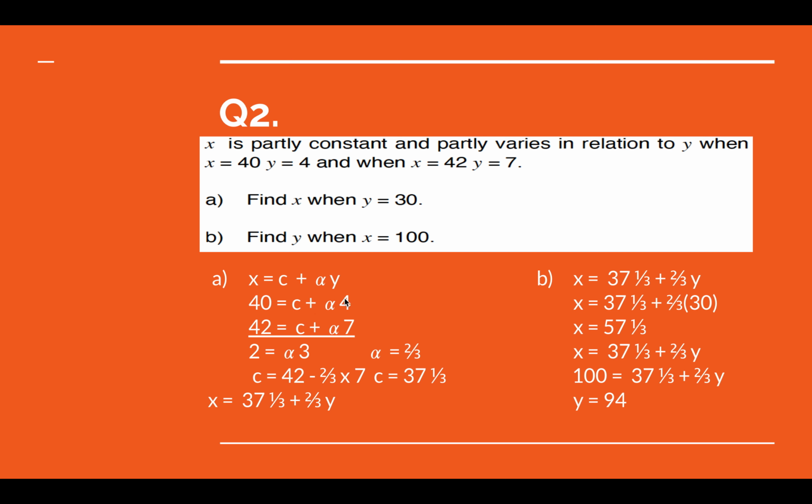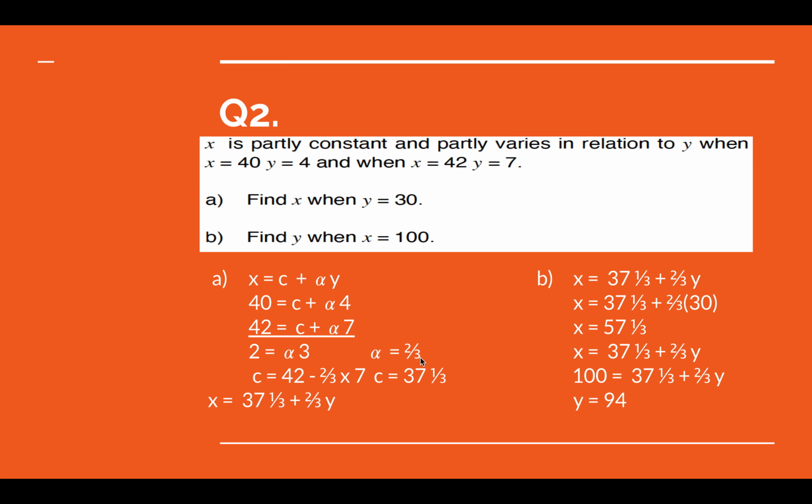This is equation 1, this is equation 2. What I did here was to underline and then subtract. I subtracted equation 1 from equation 2. So this is 42 minus 40, we get 2. Then c minus c is 0, so we don't write the c down. And then 7 alpha minus 4 alpha, we get 3 alpha. So this can be rewritten as alpha is equal to 2/3. So we have found our alpha.